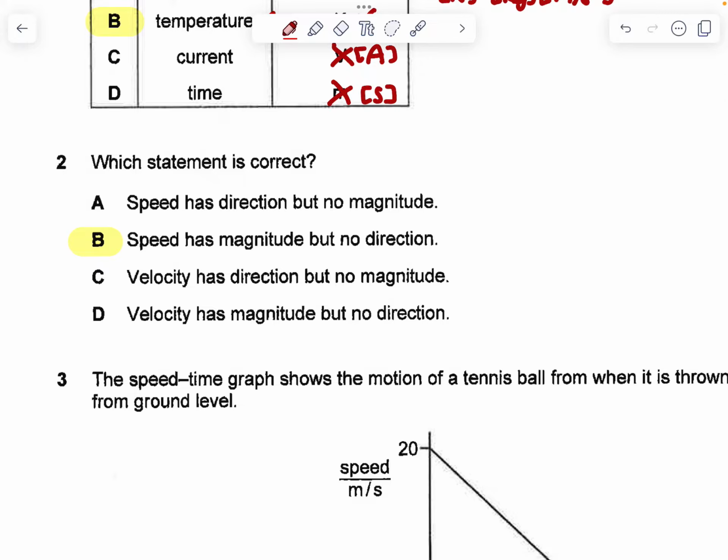Question 2. Which statement is correct? Speed has direction and no magnitude. That's wrong. Speed has magnitude but no direction. That's correct, because speed is a scalar quantity, whereas velocity is a vector quantity. It has both direction and magnitude.